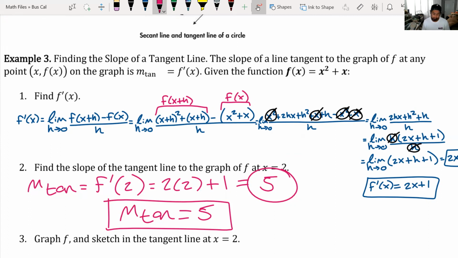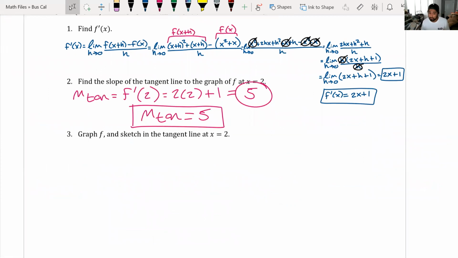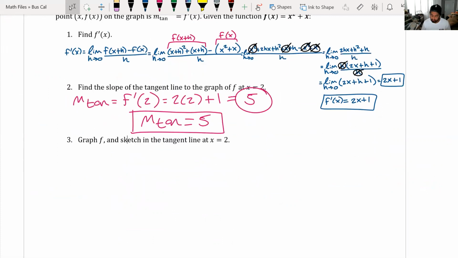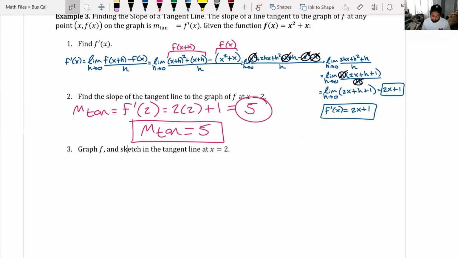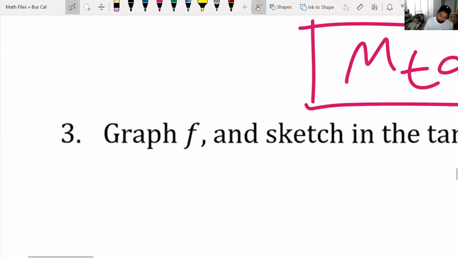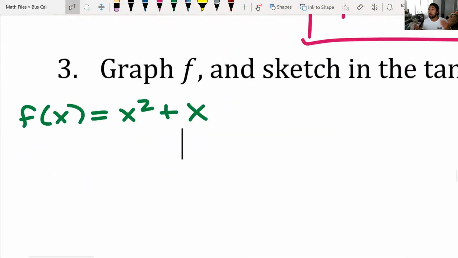Okay, last one. Graph the original function and sketch in the tangent line at x equals 2. Okay, well, let's look at the original function because we want to graph the original function. So we have to analyze this function a little bit. So it's x squared plus x. So f of x is x squared plus x. This is a quadratic function, right? And it wants us to graph this one perfectly.